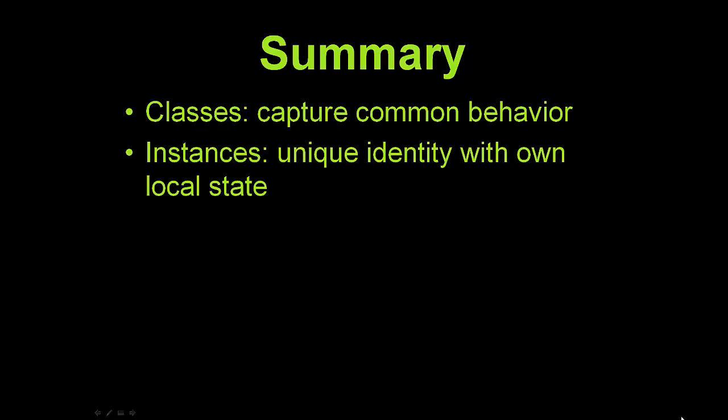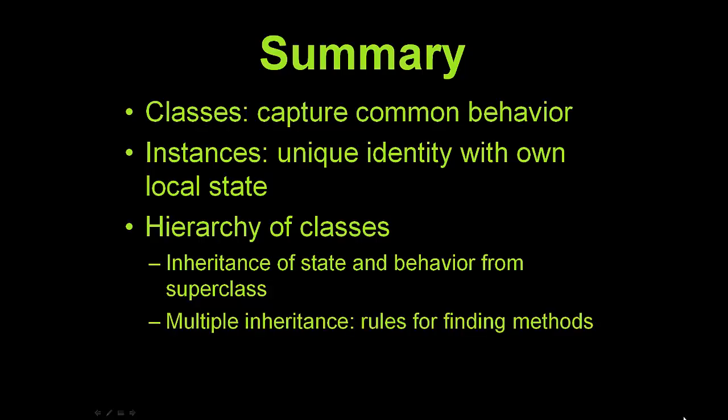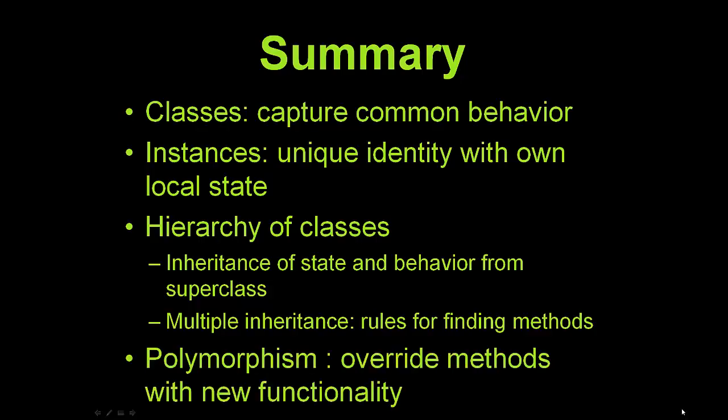Okay, now the summary for today's class. We talked about classes, which are the high-level blueprints of the objects, right? Instances are particular objects of each class, each with their unique state, right? And typically in classes, you have this hierarchy, okay? And inheritance allows the state and behavior of a superclass to be inherited by the subclass, which can extend the behavior of the superclass. Well, and then if you have multiple inheritance, then you need some rules of figuring out which methods to apply. And polymorphism basically allows you to use the same method name, right, to do different things in different places. And sometimes you can also do overloading, whereby you can have the same method name with different sorts of arguments.